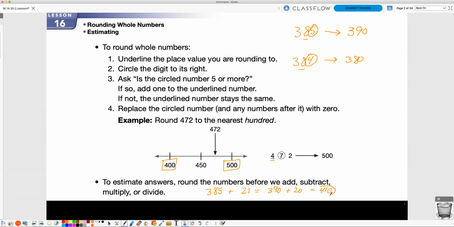We don't want to do the estimating after adding those values. You want to estimate prior to doing any addition, subtraction, multiplication, or division.